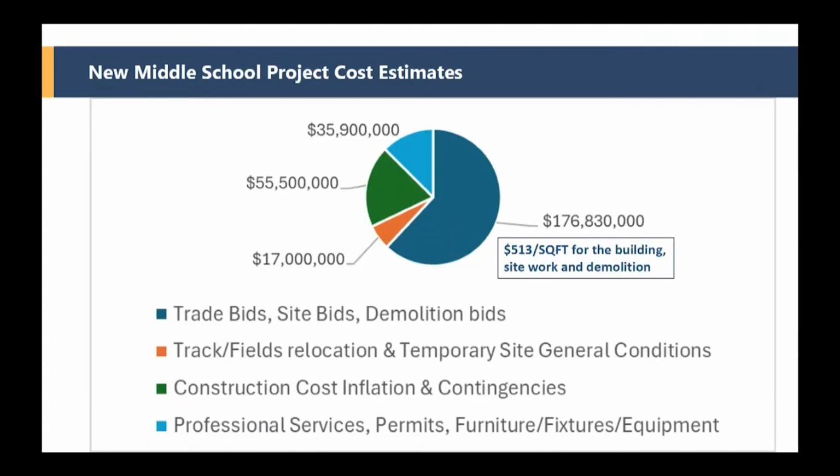Another way to look at this is a pie chart, just so you can see it differently. Some people are visual learners. You can see this 176 million, that's the $513 per square foot. That comprises a majority of the cost, but then you have the movement of the fields, you have the contingencies and escalation. Again, hopefully it's not as steep as it has been, and that can come down. The district would have less. And then you have all the professional services, permits, furniture, fixtures, equipment, etc.